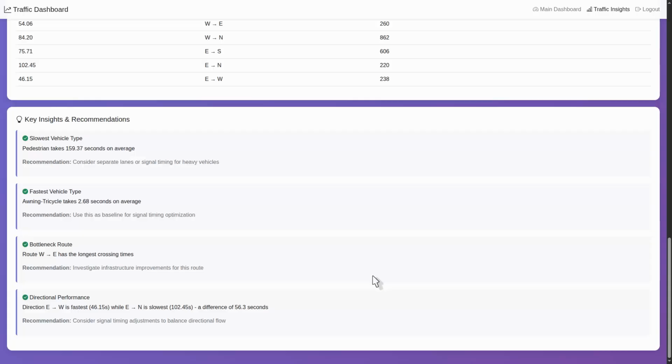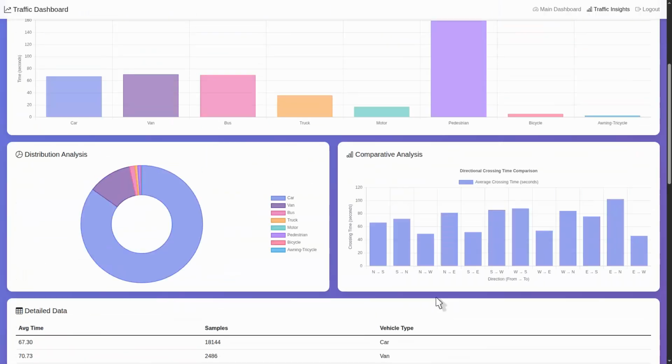that type of vehicles. The bottleneck route, we see west to east has the longest crossing time. So this is the bottleneck. And also the direction performance, east to west is the fastest, while east to north is the slowest, which have a difference of about 56.3 seconds. So the very beautiful and powerful insights that we can leverage on.